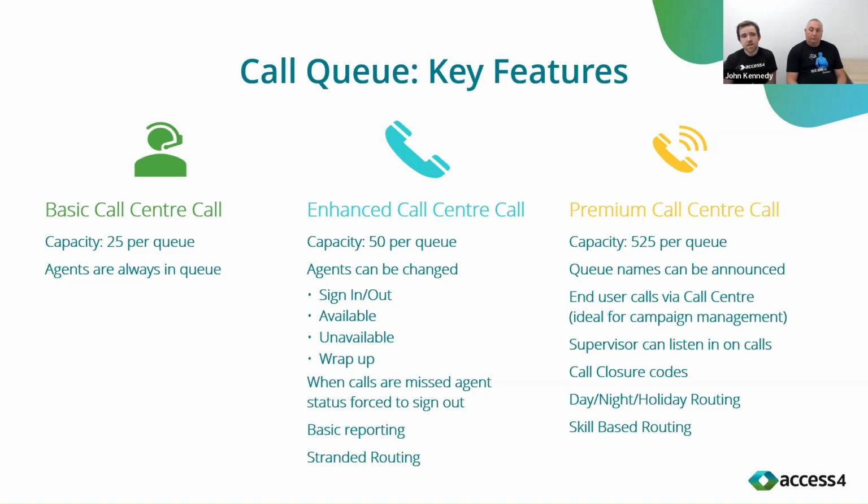It's taking the step up again from there into our premium call queues. So really detailed advanced functionality here. So it can announce the queue name to the caller, to the recipient of the call. So which call queue they're receiving from. If they're taking calls from multiple queues, where's that coming from?